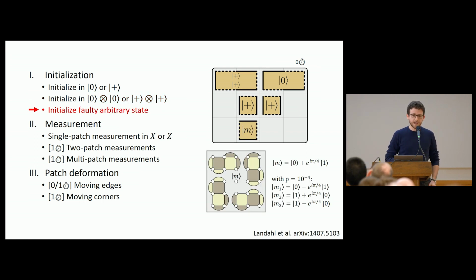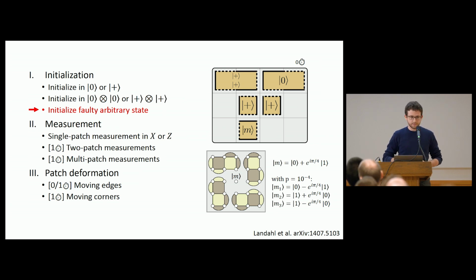You can also initialize patches in states that are not Pauli eigenstates. For instance, one state we'll be interested in is this magic state, 0 plus e to the i pi over 4, 1. But when you do this, there's a certain probability that an error will occur. So for concreteness, let's just say that with a probability of 10 to the minus 4, we'll initialize one of these 3 states instead. There will be a Pauli error, and we will not know when this happens. With surface codes, this corresponds to state injection.